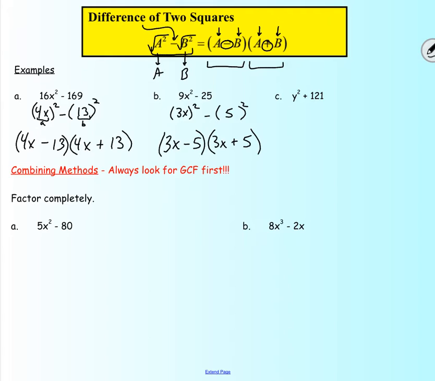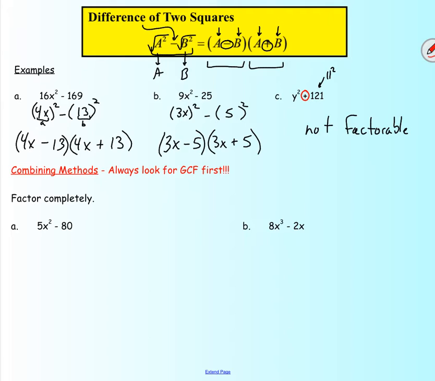On letter C, this is not factorable. Why is it not factorable? Well, you might think, oh, well, isn't that 11 squared? And it is. But right in the middle, we've got a plus sign. And there is no pattern for sum of two squares. It's got to be minus. So that one would be not factorable.